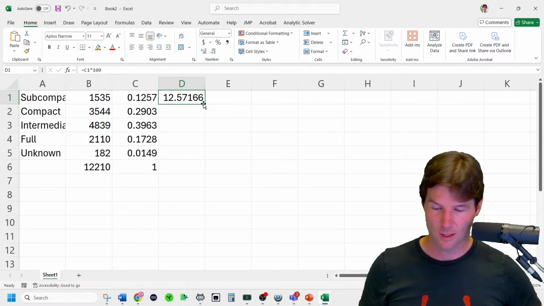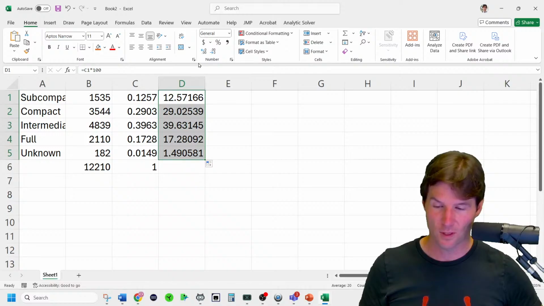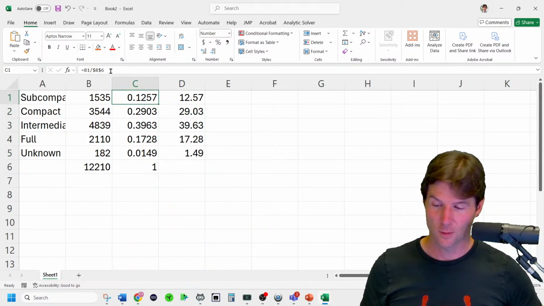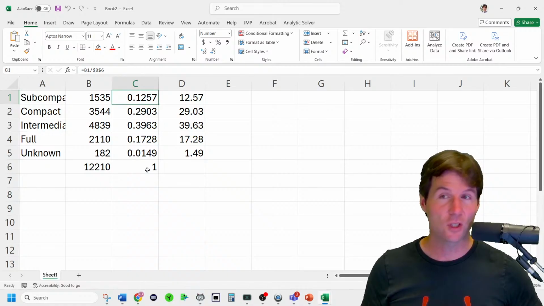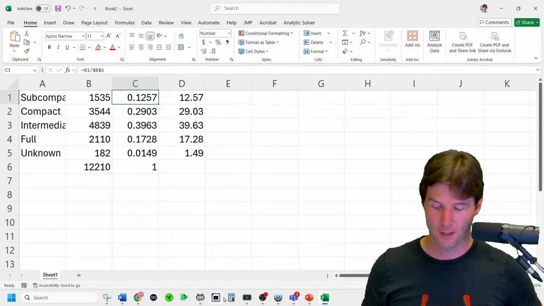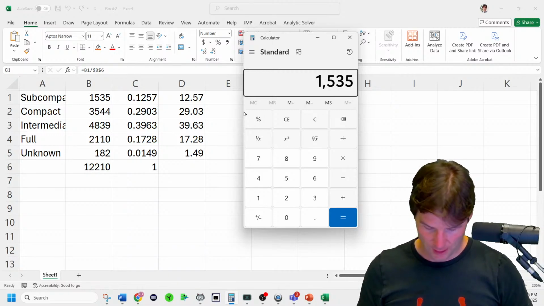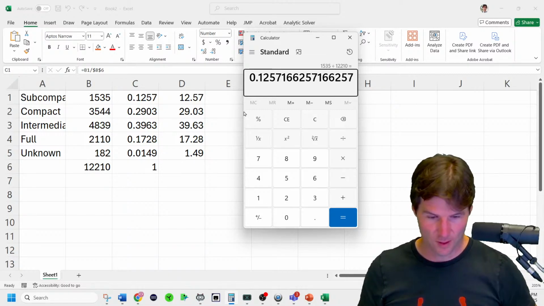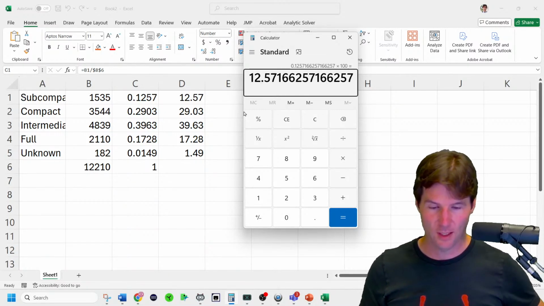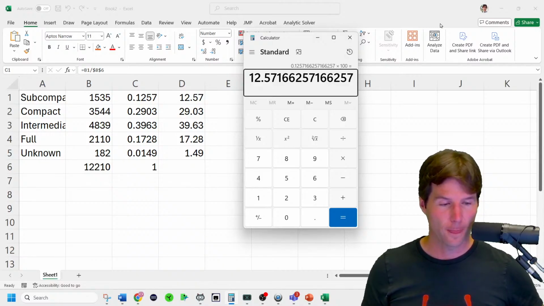And then we're going to double click this again. And this time we only need the one reference. And we're going to fill down the cells. So once again, here's the formula for this cell. You could write them all out individually, and you can also just add them up and do it in the calculator the old-fashioned way by taking 1535 and dividing by 12210, and then times that by 100 and round to 2 decimals right there.